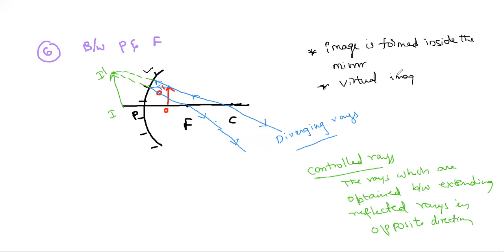If you consider the top of the object, it becomes the top of the image, and the bottom of the object becomes the bottom of the image. So it is an erect image. And if you consider the height of the image, it is an enlarged image. Now the second thing is ray diagrams for convex mirrors.